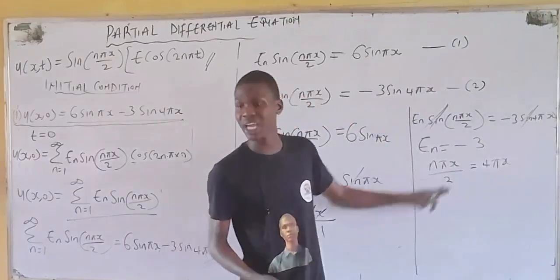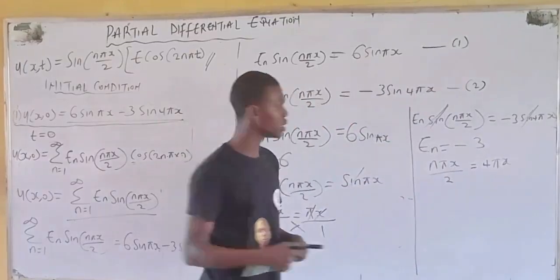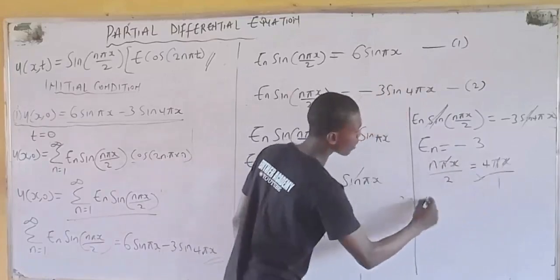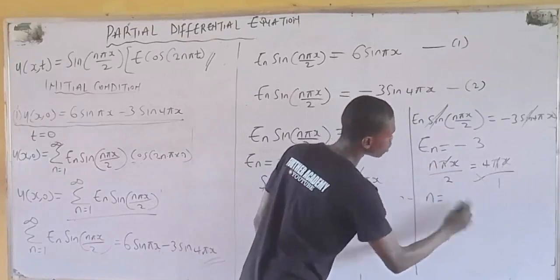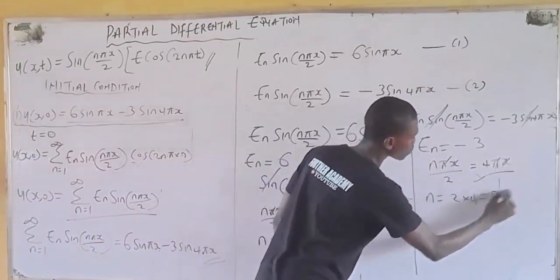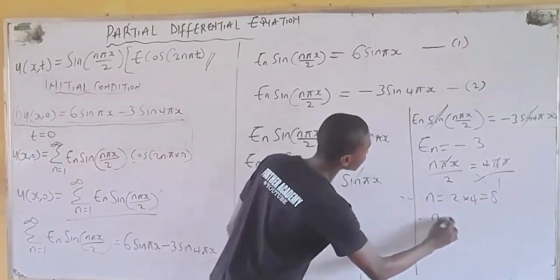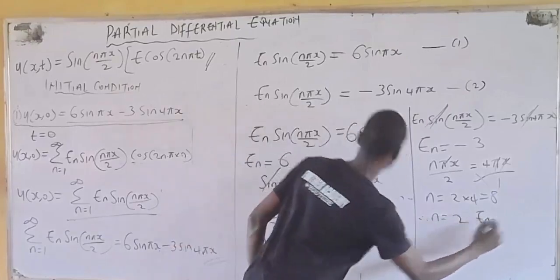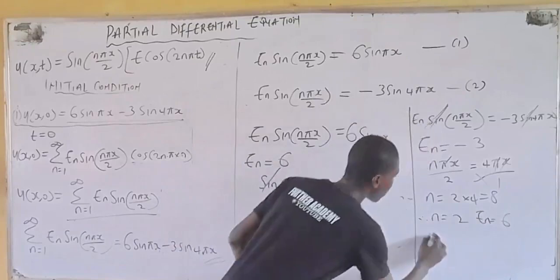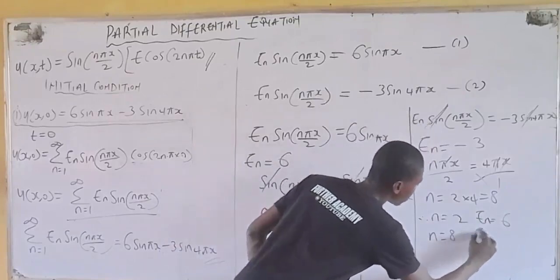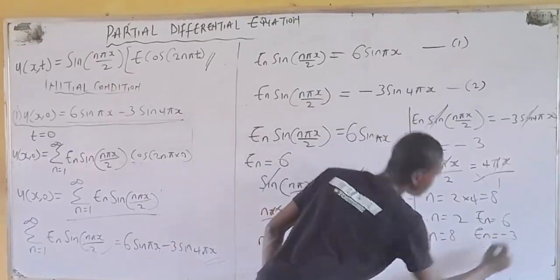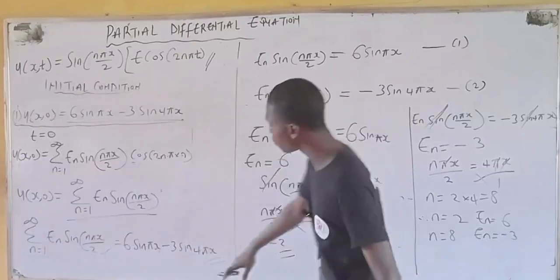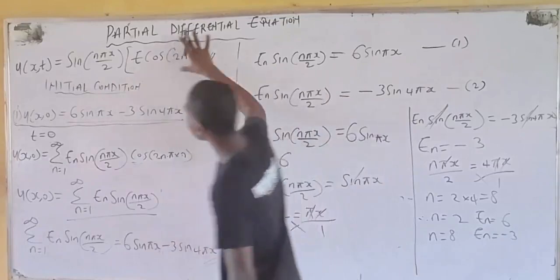Sine cancels sine, E subscript n equals negative 3. I want to know the value of n that gave me En to be negative 3. So from here, this also cancels out, right? By the time you cross multiply, what do you have? n equals 2 times 4, which is equal to 8. Therefore, when n equals 2, I got En to be 6, right? When n equals 8, I got En to be negative 3.